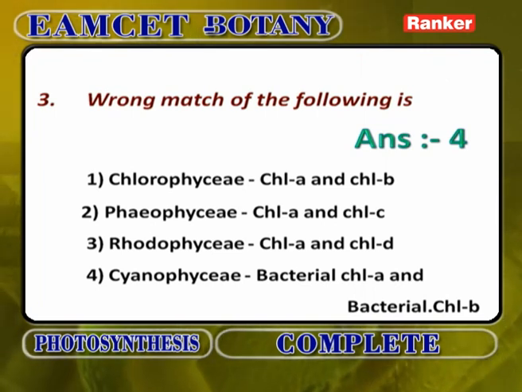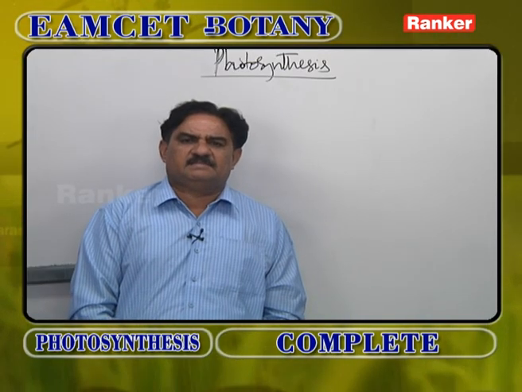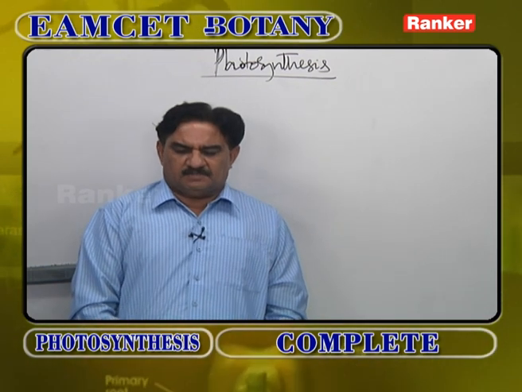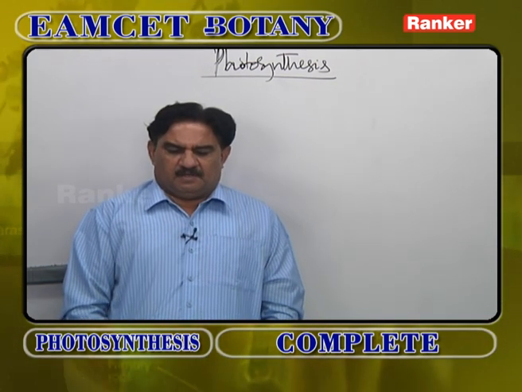Now, wrong match in the following. Chlorophyceae contain chlorophyll A and chlorophyll B, because chlorophyll A is present in almost all photosynthetic plants except in photosynthetic bacteria. So, chlorophyll A and chlorophyll B.